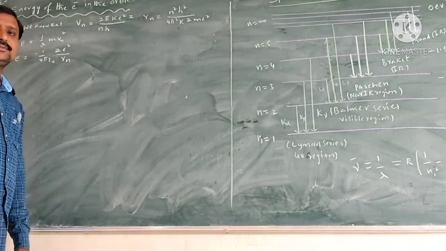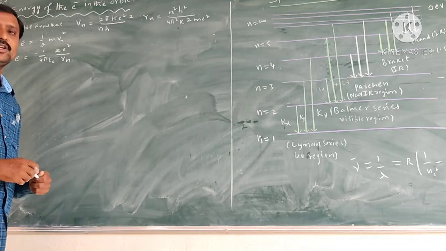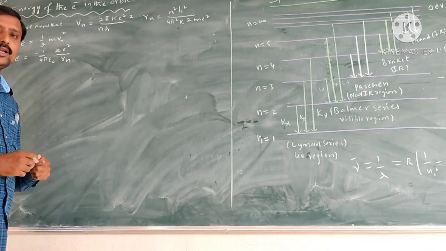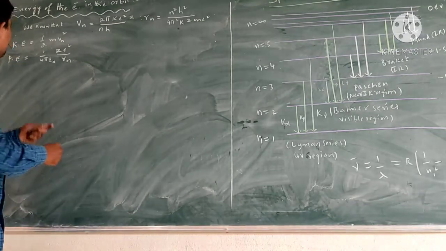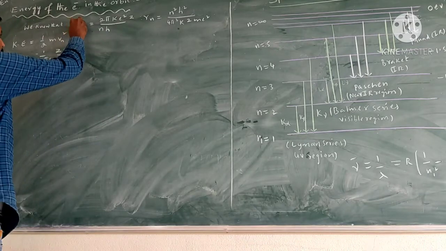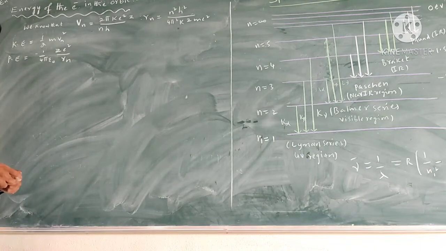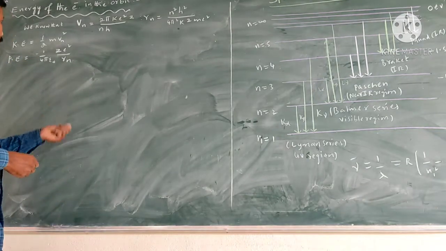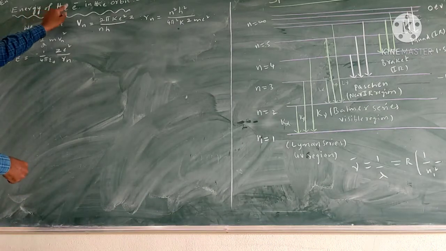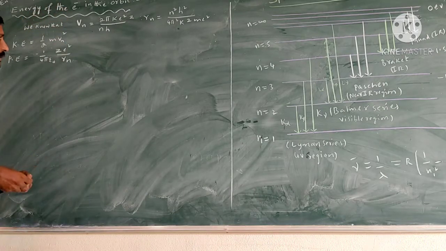Good afternoon, students. In the earlier class we discussed the Bohr atomic model and found the velocity of the Bohr orbit, the radius of the Bohr orbit, and the time period of the electron in the Bohr orbit. Today we are going to explain the energy of the electron in the Bohr orbit.